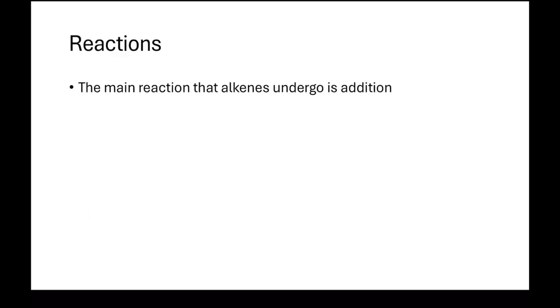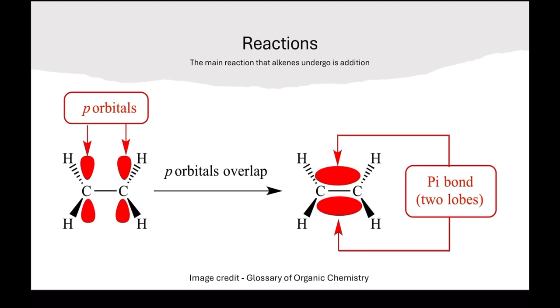Now we're going to talk about reactions. The main reaction that an alkene undergoes is addition. And why is that? Because you have a C double bond C. And why is that double bond occurring? Because you have this p orbital overlap. This p orbital overlap means it has high electron density, so it attracts a lot of these species called electrophiles.